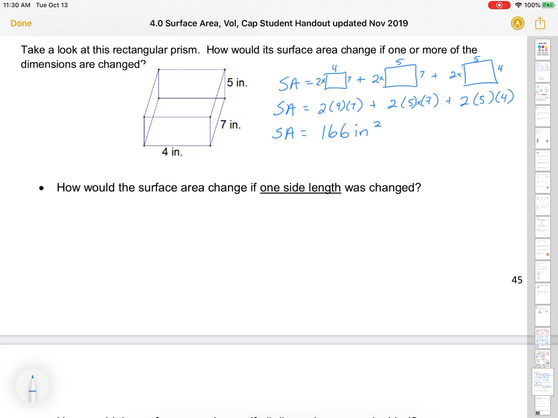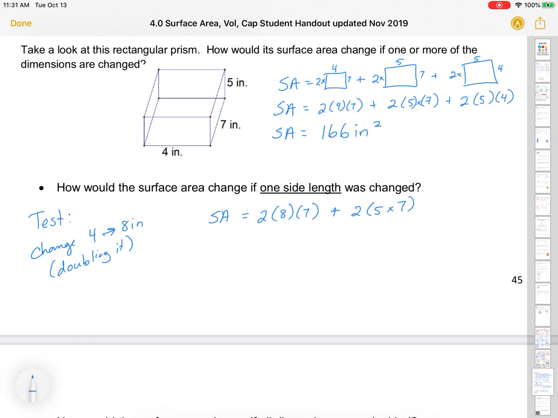Okay, how would the surface area change if one length changed? What if we test this? Change 4 to 8 inches. So we're basically doubling it. Well, looking at our formula, everywhere we have a 4, we're going to write an 8. So 2 times 8 times 7 instead of 4 times 7. The middle one stays the same. And the last one changes, 2 times 5 becomes 5 times 8.